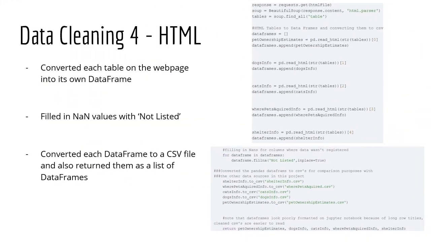For the HTML, we gathered the tables on the website using Beautiful Soup, and we converted them to data frames using pandas. And all the NaN values in the table we subbed out for not listed, and we made a list of these tables, so a list of data frames, and then we exported them all as different CSVs.